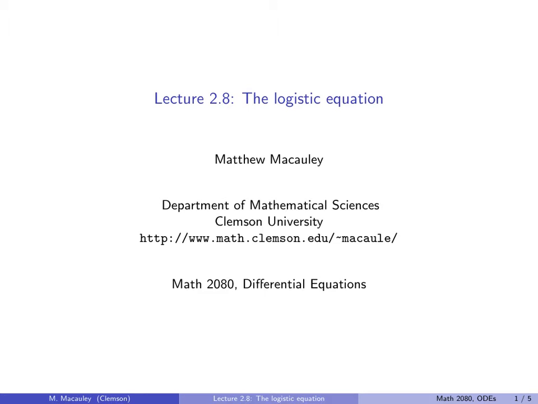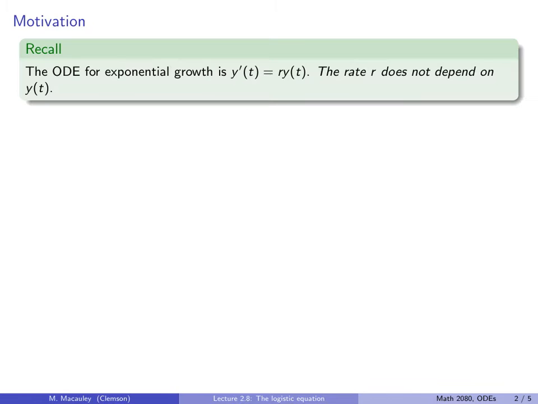Welcome to Lecture 2.8, the Logistic Equation. So we actually mentioned this way back in, I think, the first lecture when we talked about population growth. Recall that the ODE for exponential growth looks like this, y prime equals ry. And a key property here is that this rate, r, is a constant. It does not depend on the actual population y of t.